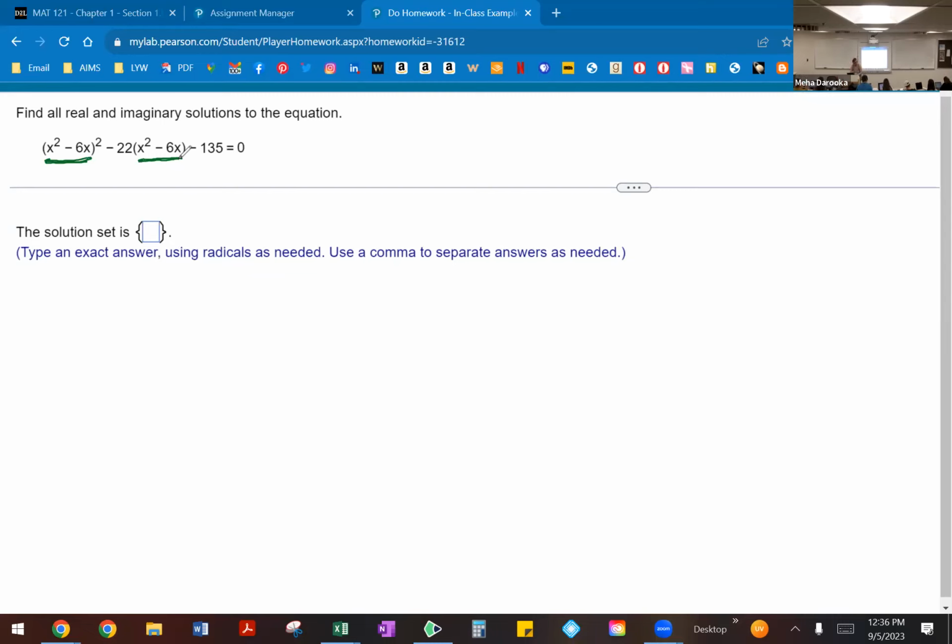Alrighty, so I'm actually going to take that term x squared minus 6x, and I'm going to replace that with u. So I'm going to define my u as x squared minus 6x. So then that means this here will be replaced by u, and this here will be replaced by u. Just the x squared minus 6x, right? Not the exponent. So this is now getting replaced with u, but remember you still have that square term on that, so it will become u squared. Then in the middle, I had minus 22, again, the parentheses gets replaced by u. And then we had the minus 135.